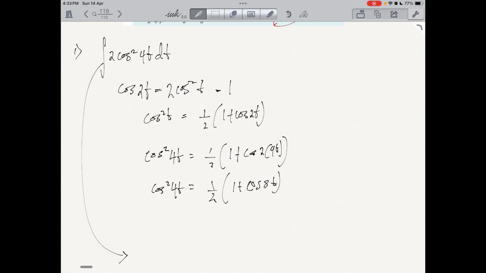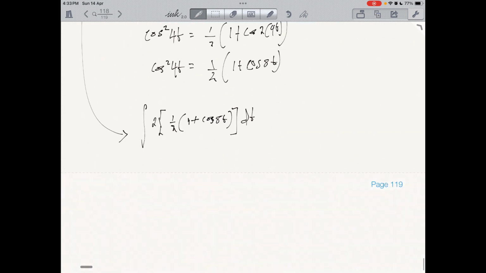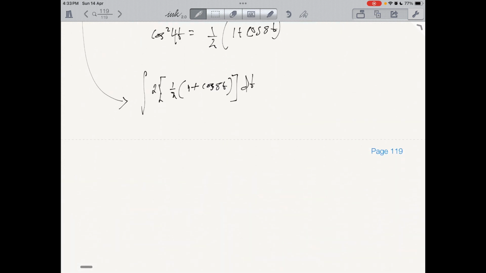So this becomes 2 into 1 over 2 into 1 plus cos 8t. And then we will have dt. Since the question has been simplified into this, we can now go ahead and simplify further. And this will give us the integral of 1 plus cos 8t dt.